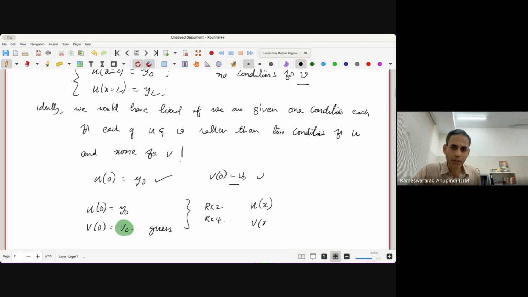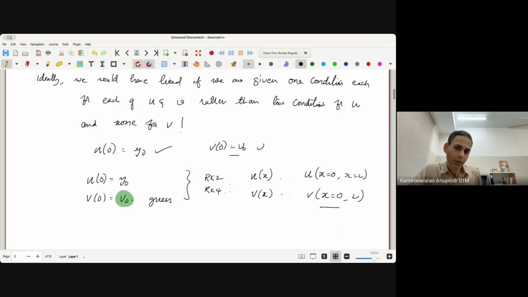I'm going to solve for what is v of x. Once I solve, I would know what is u as a function of the entire x. That means I'm going to obtain u as a function of x going from x equal to 0 all the way to x equal to L. Similarly, I'm going to obtain v as a function of x from 0 to L. So I have the entire distribution.